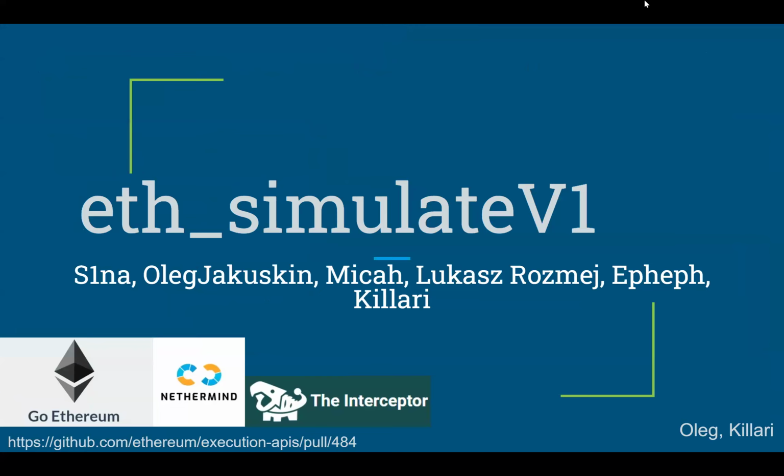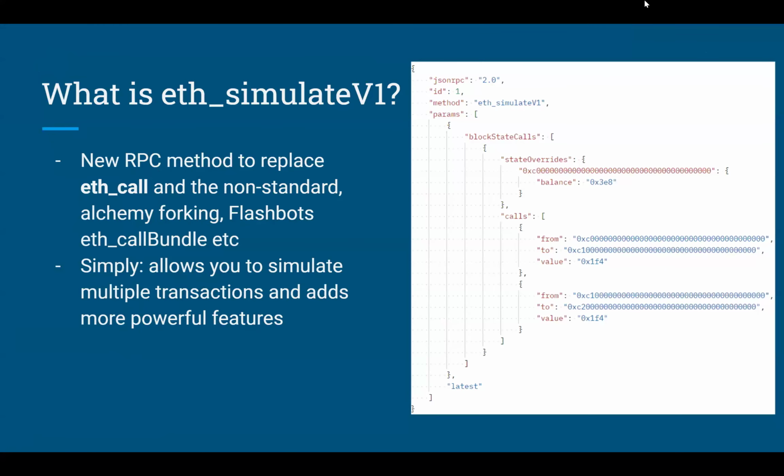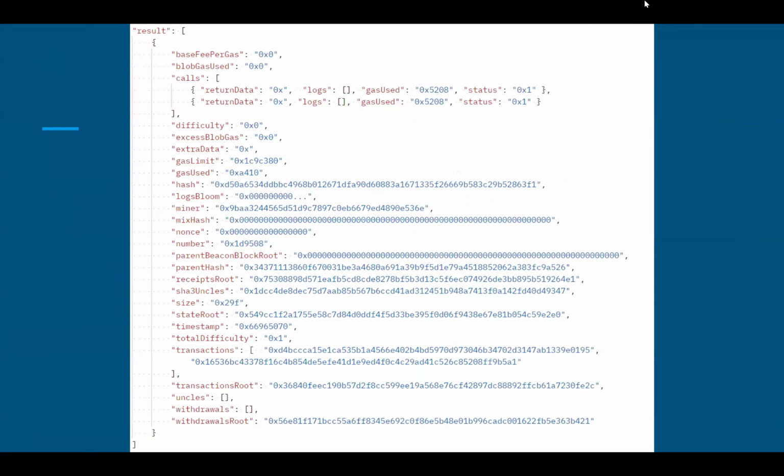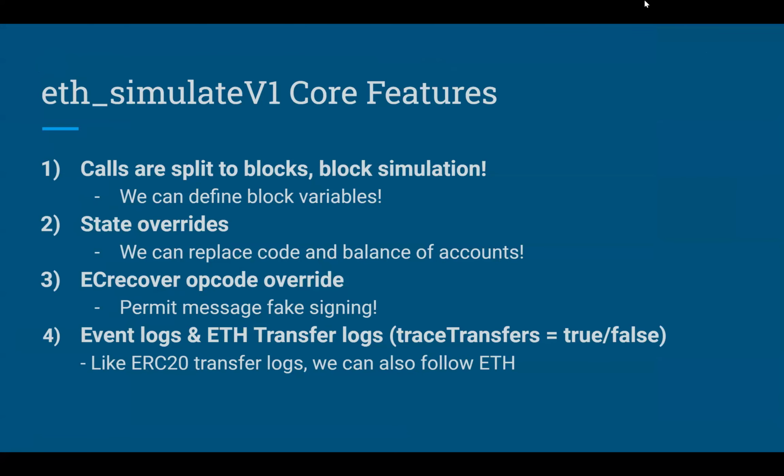My start is mostly what I presented before. I first explain what eth_simulate is and how it's different from the eth_call. Then I show the output of that kind of simple call. Then I talk about the four core features: the calls are split into blocks, then we have state overrides, the ecrecover opcode override. This used to be the bigger override, but nowadays we just allow the ecrecover opcodes. So that's something that I modified here.